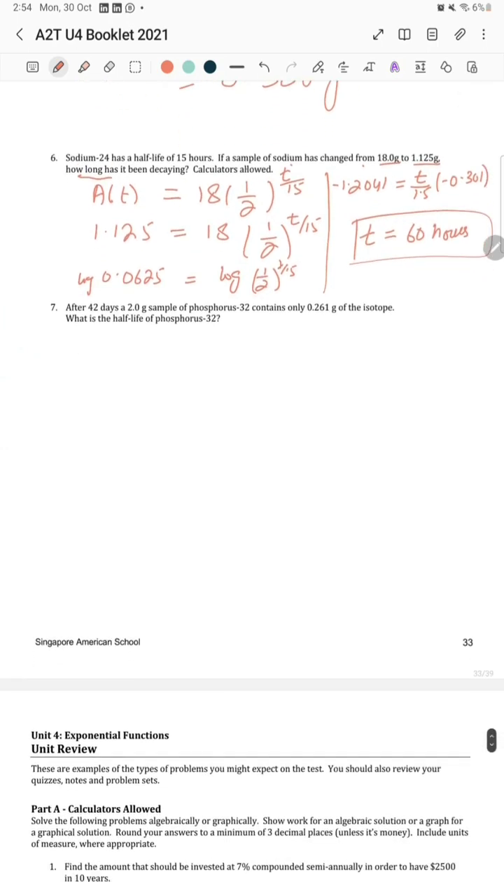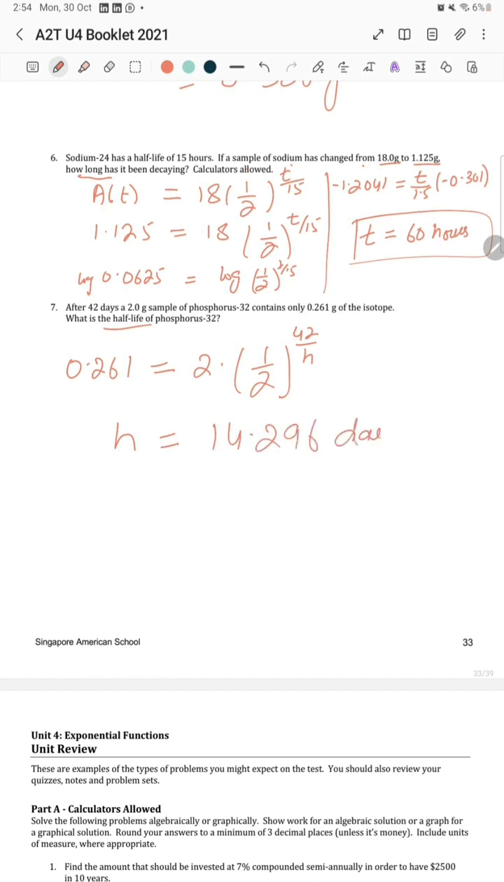After 42 days, a 2 gram sample of phosphorus 32 contains only 0.261 gram of the isotope. What is the half-life of phosphorus 32? So it's 0.261, which is equal to 2 (1 by 2) to the power 42 by h. Okay, so divide it, take logarithm, and you will get h is equal to 14.296. So we are done with it. Thank you.